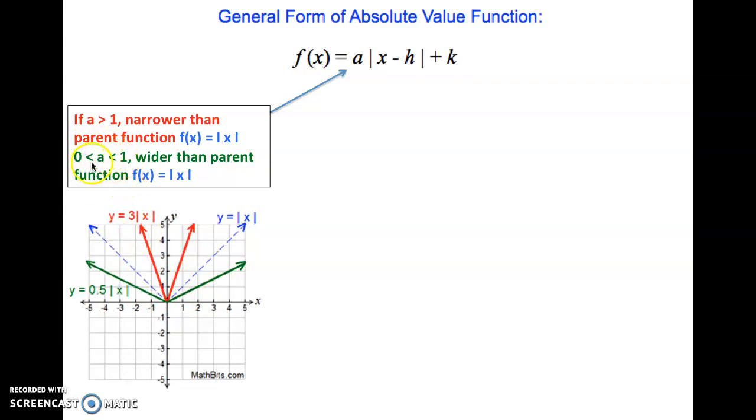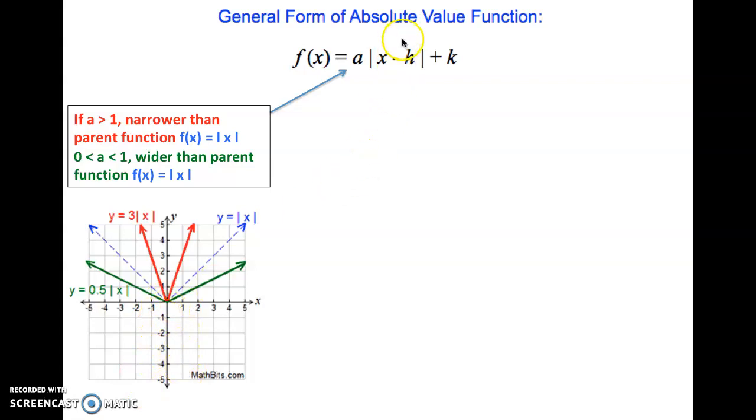Also, if you look at the green here, this is 0.5 absolute value of x, or 1/2, so it'd be between 0 and 1. And notice the parent function is in blue. Your green is now going to be wider, same vertex, but a wider opening. All 3 of these open upward. If we had added a negative into the a, so if it was, for instance, -3x, it would get narrower but also flip upside down. So it would look something down here.